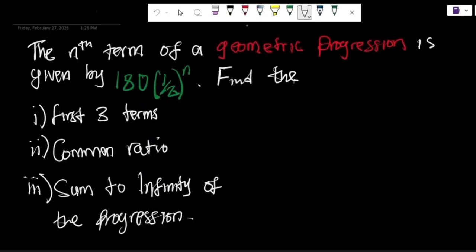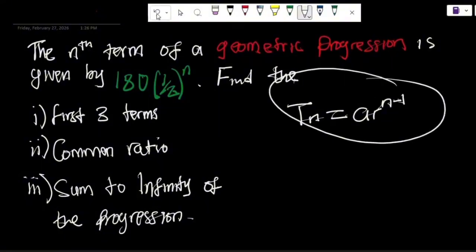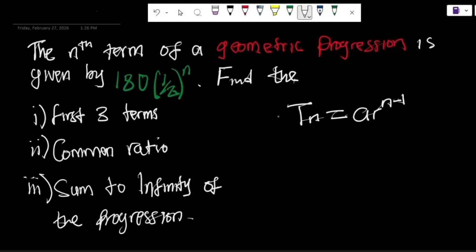Notice that we are dealing with a geometric progression. This means that when we are trying to calculate the nth term, the formula for the nth term is a r^(n-1). This is the standard formula for the nth term of a geometric progression. Now notice that we have the formula for the nth term given by 180 times (1/2)^n.